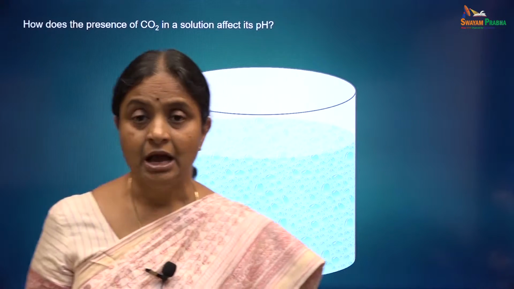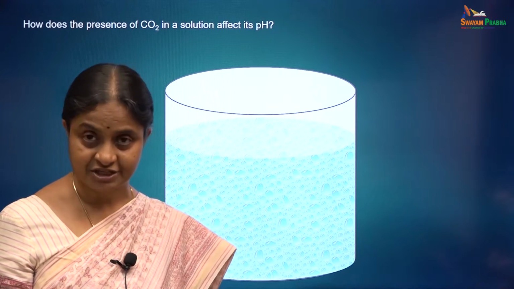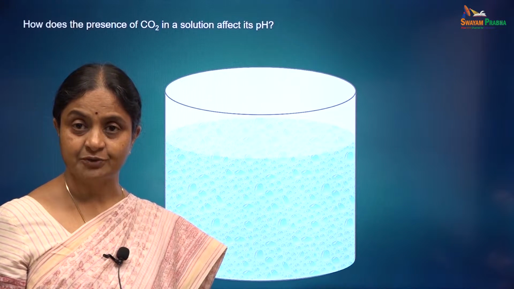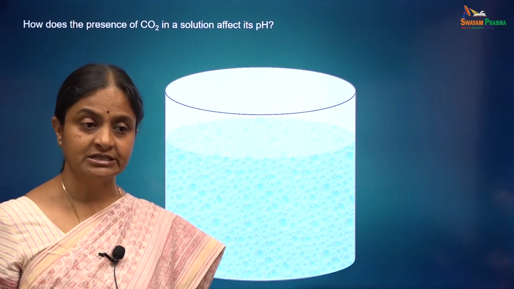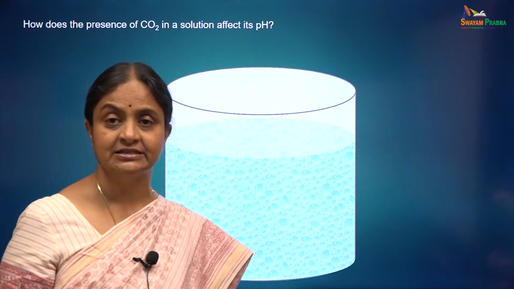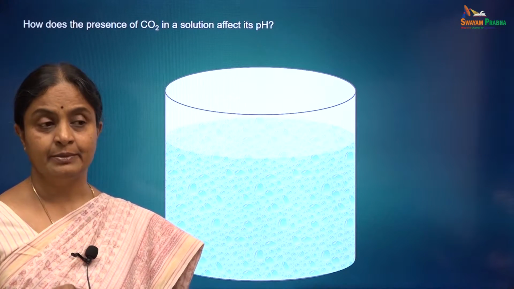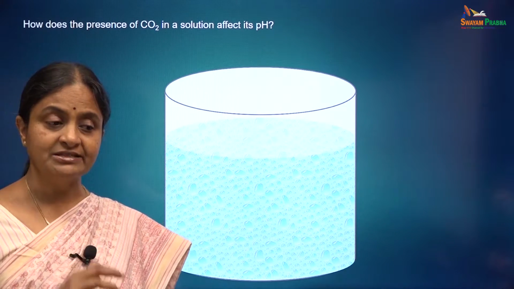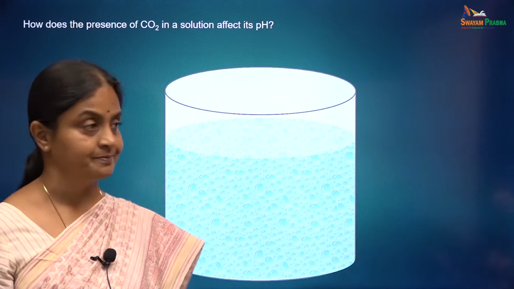Now we will see how the presence of carbon dioxide in water will affect its pH. In the last session we saw that metabolic processes in the cells constantly add a net excess of acids into blood, and the predominant acid is carbon dioxide. Therefore, we will consider how presence of carbon dioxide in solution can change the pH of that solution.